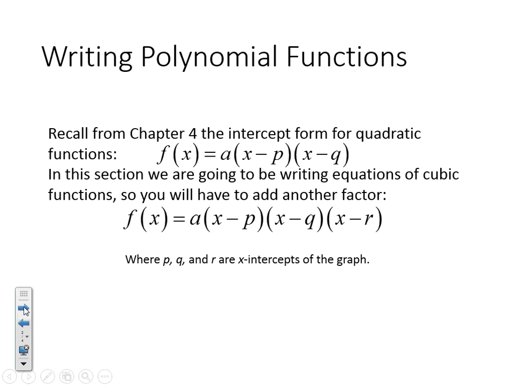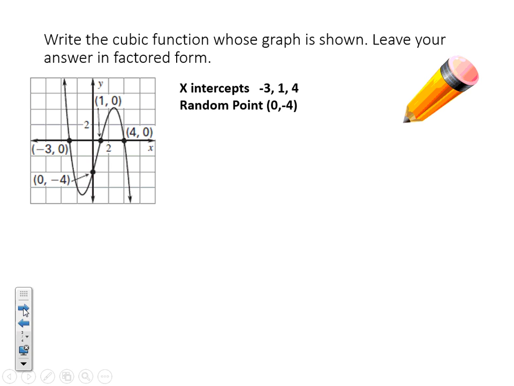So if you recall back to what we've done in previous chapters, we learned about the intercept form for a quadratic function. So we learned about how x-intercepts are related to these solutions. In this section, we're going to do that, but with polynomial functions, we're going to have more factors or more pieces to think about, because they have more x-intercepts than a typical quadratic. So here's our first example.